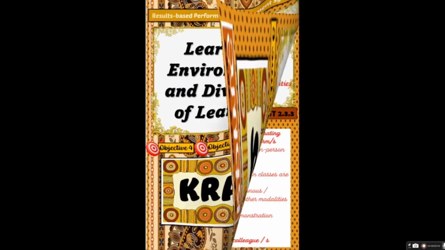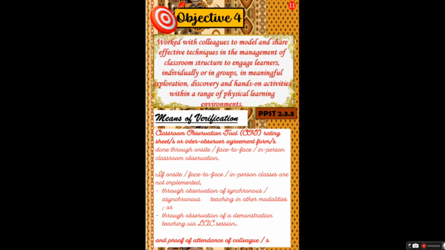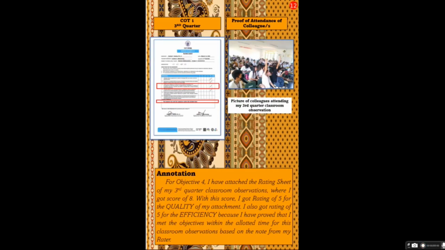Next one is KRA2, objective number 4. Work with colleagues to model and share effective techniques in the management of classroom structure to engage learners individually or in groups in meaningful exploration within a range of physical learning environments. With this, I have included the attachment COT rating sheet for the third quarter at yung proof of attendance.